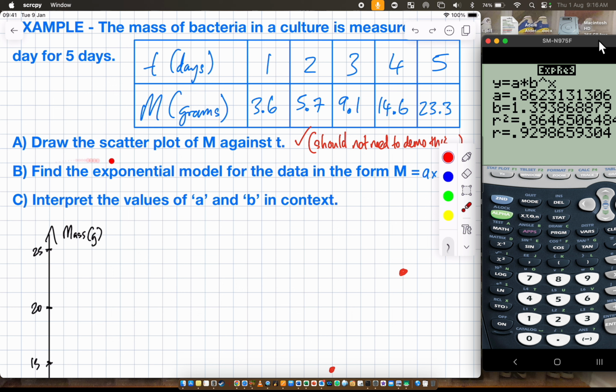Get the data, maybe leave space so you've got space to do a scatter plot. What I want to demonstrate is B and C. So a few minutes there.